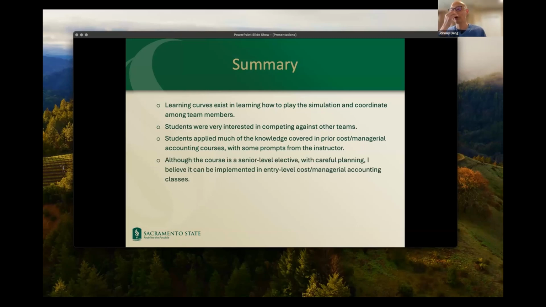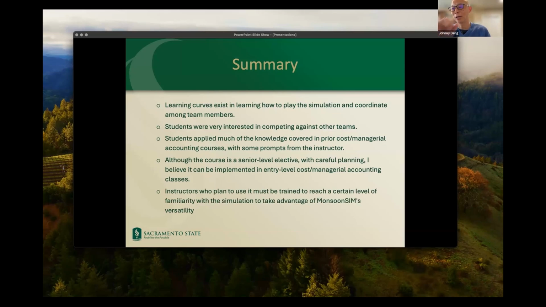The course is a senior-level elective, but I think it can be implemented in an entry-level cost accounting class. Lastly, the instructor needs to be trained extensively to reach a certain level of familiarity with the simulation to take full advantage of MonsoonSIM's versatility.